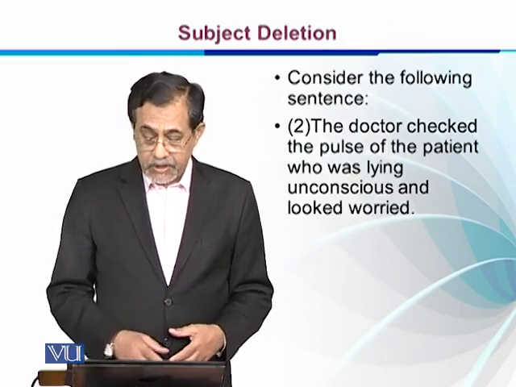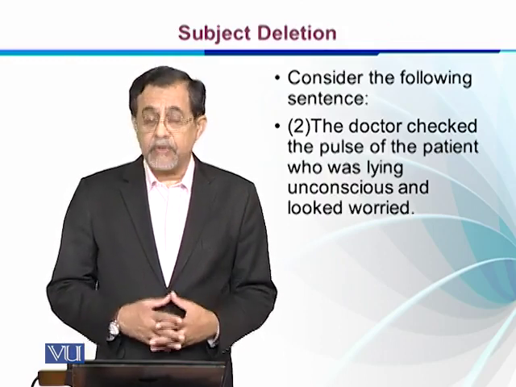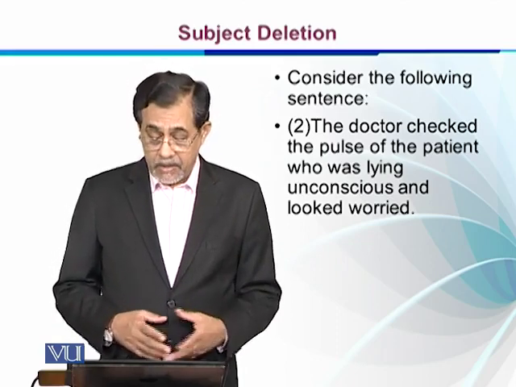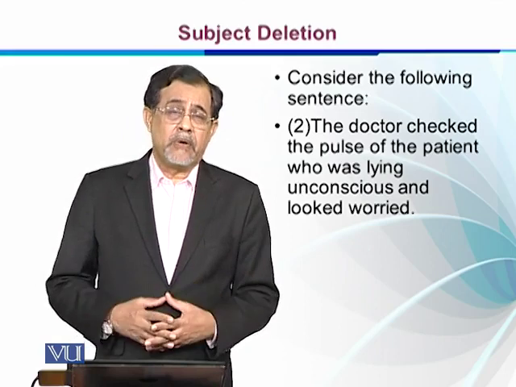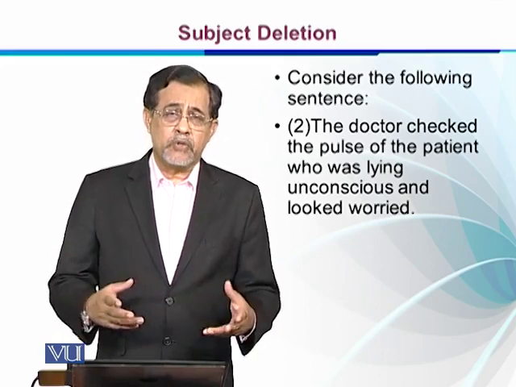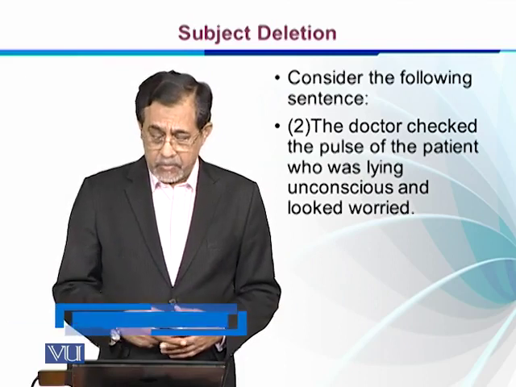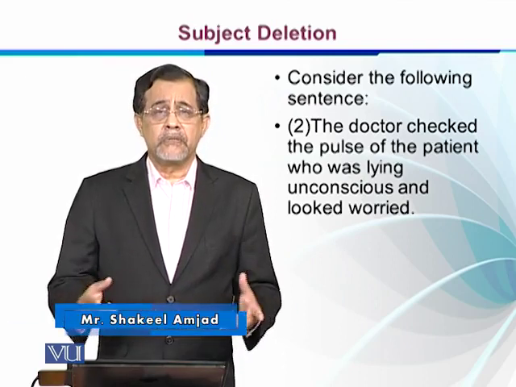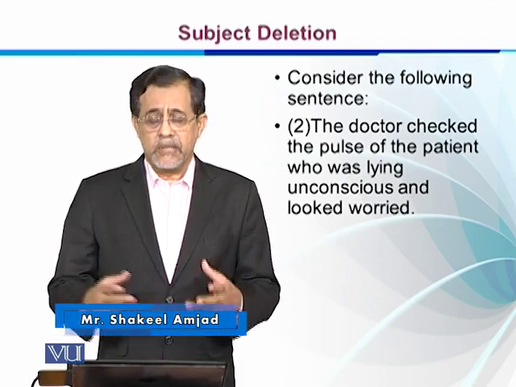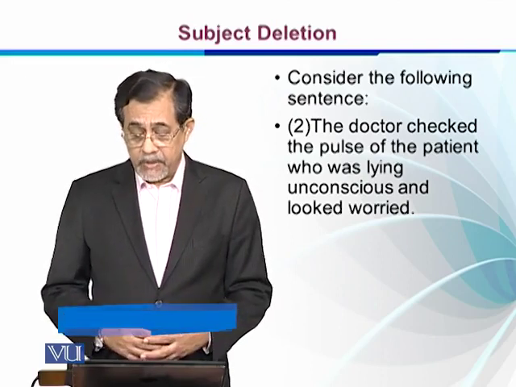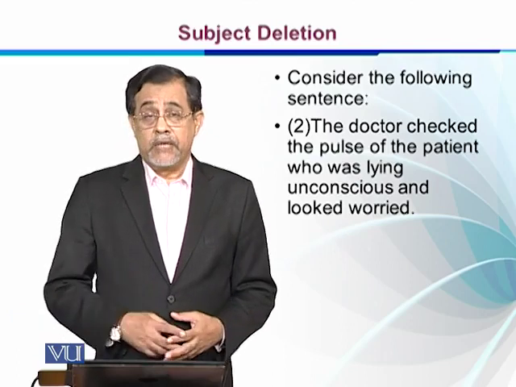Let's consider this sentence: The doctor checked the pulse of the patient who was lying unconscious and looked worried. It is a compound complex sentence. That means that it has two independent clauses and one dependent clause. So "who was lying unconscious" is a dependent clause, and "the doctor checked the pulse of the patient" and "looked worried" are two independent clauses.